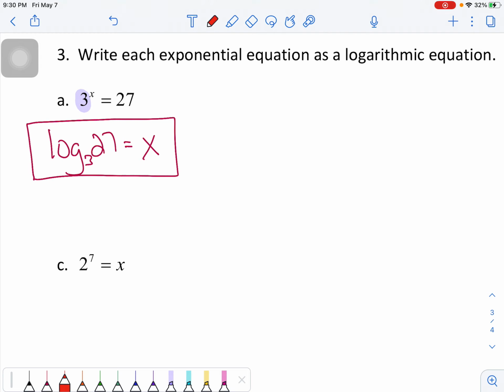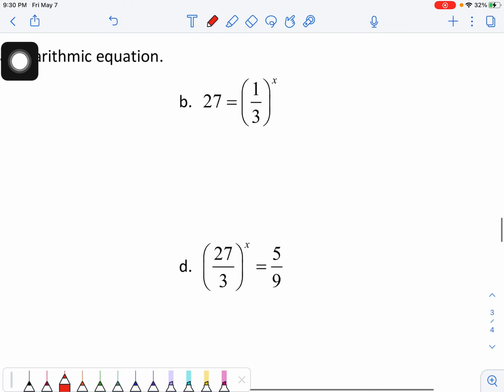Now, one thing to be very careful about with these: when you are writing a logarithm, make sure that the base is a subscript so that you can tell, and I can tell, the difference between what the log is, what the argument is, and what the base is. All right, let's slide over to part B here.